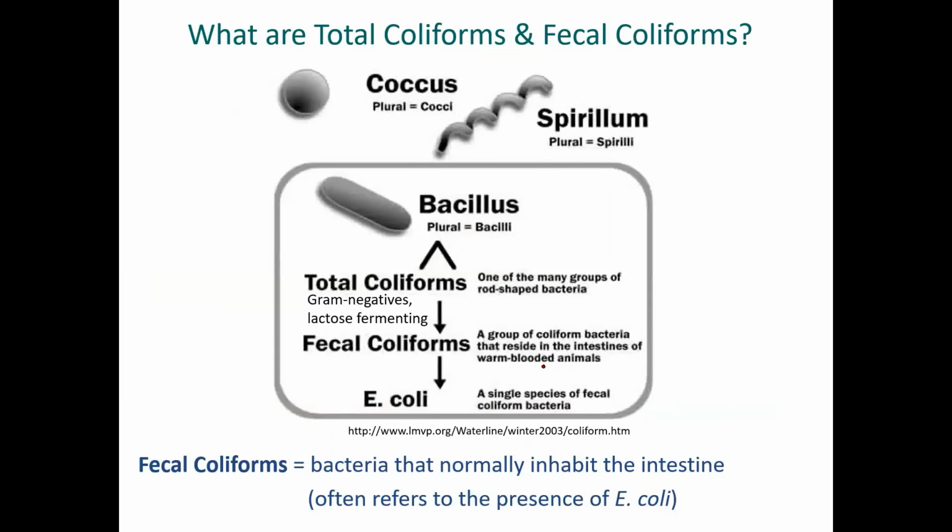So this is a little chart showing you've got different bacteria, you've got these round coccus ones, these spirally shaped ones, you've got these rod-shaped ones, which are called bacillus, and then coliforms and fecal coliforms are just subclassifications of these things, and like I said, I don't want you to worry about that too much. Just know that a coliform includes E. coli and some related species.